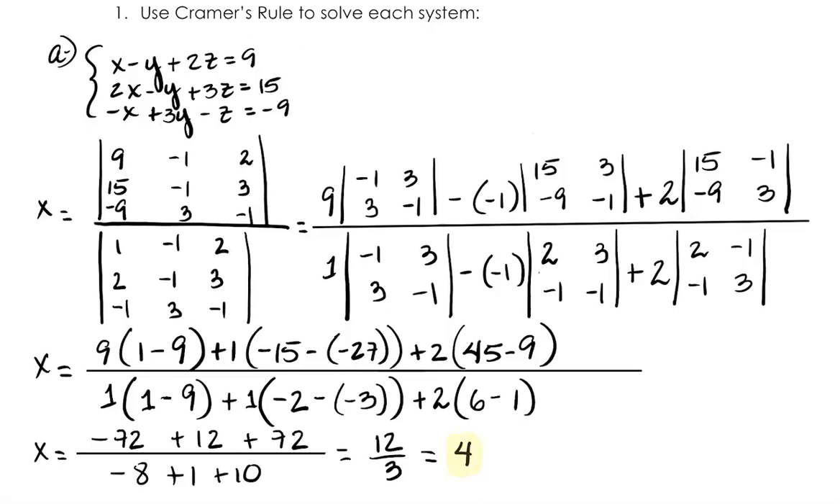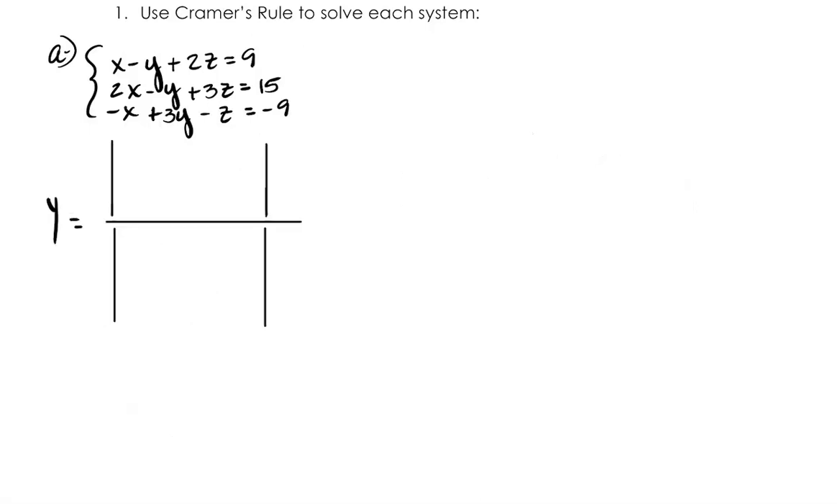Now let's move on to finding y. We are going to start by taking the coefficients of the x and putting them in the first column. Since we want to find the y values, we are going to substitute our solutions into the second column. And finally, we are going to take the coefficients of z and put them in the third column. And we are going to divide it by the determinant of our system. Now we are going to solve the determinants.